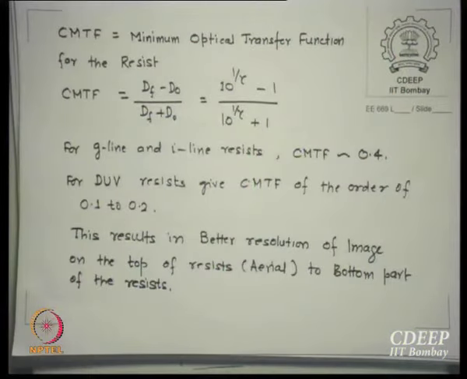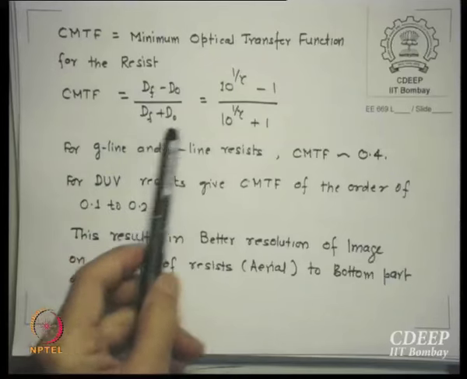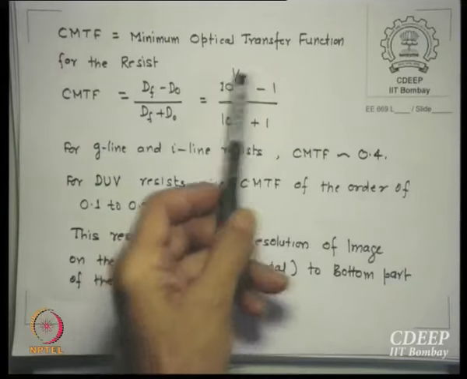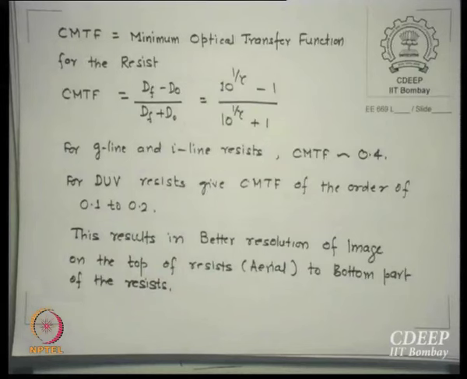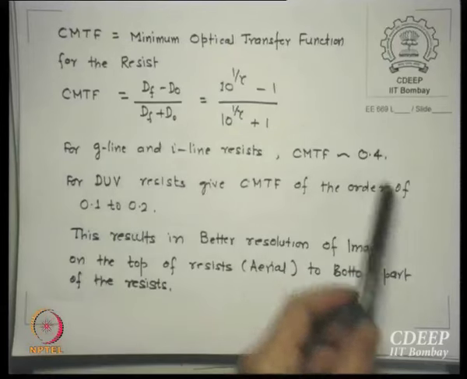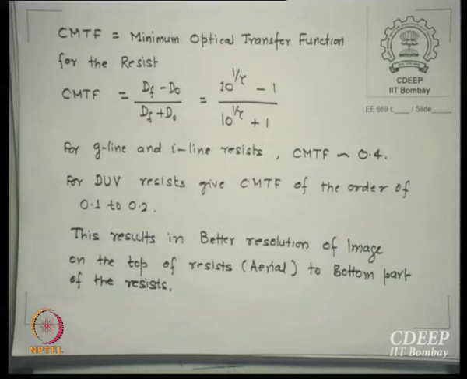There is another term which comes from optics, but as of now you just take it. It is called the minimum optical transfer function, CMTF, which is given by DF minus D0 upon DF plus D0, which can also be written as 10 to the power 1 upon gamma minus 1 upon 10 to the power 1 upon gamma plus 1. The CMTF for G line and I line is 0.4, whereas CMTF for DUV is 0.1 and 0.2. So we want lower CMTF as much as possible.